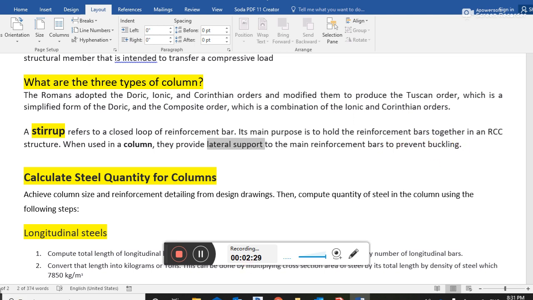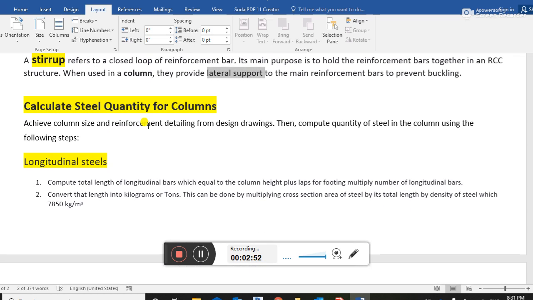Column always fails under buckling. It bends and fails by buckling, guys. The stirrups are used to hold the reinforcement bars and to prevent the buckling of the column. This is the main function of providing the stirrups in the column design.